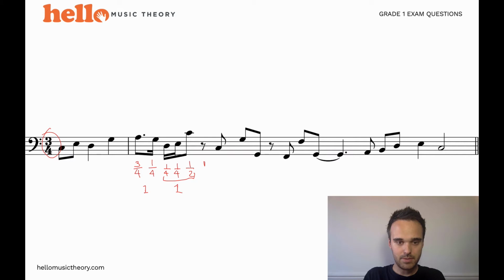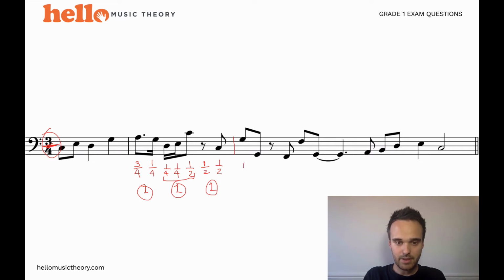Then we've got a quaver rest, followed by a quaver note, which also adds up to 1. Now the time signature, as we know, is in 3/4. So we've got 1 beat there, we've got a second, we've got a third. That means after this note, we can write in a bar line. Let's keep going, nearly there, nearly at the end.